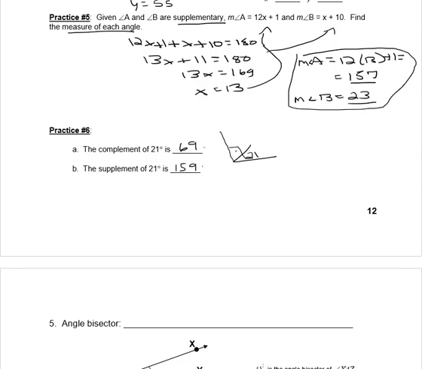Okay, so I have a right angle. If that's 21 and it's a right angle, this has to be 69. Now over here, maybe I have a straight line that looks like that, and maybe this is 21 over here. So what does this have to be? Well, it's a straight line, so this has to be 159. So that's a good way to figure out what the complement is and the supplement is. Draw a right angle and figure out what you're missing, or draw a straight line and figure out what you're missing.